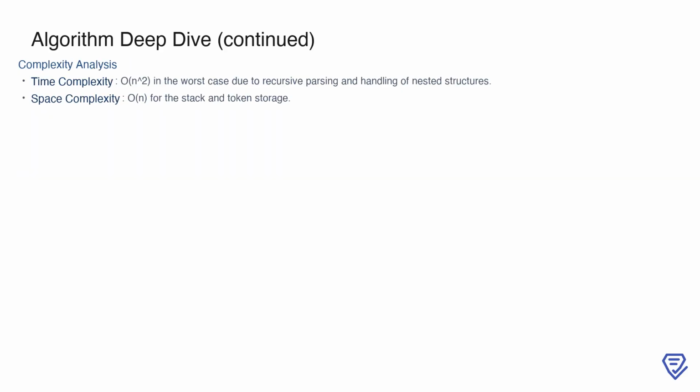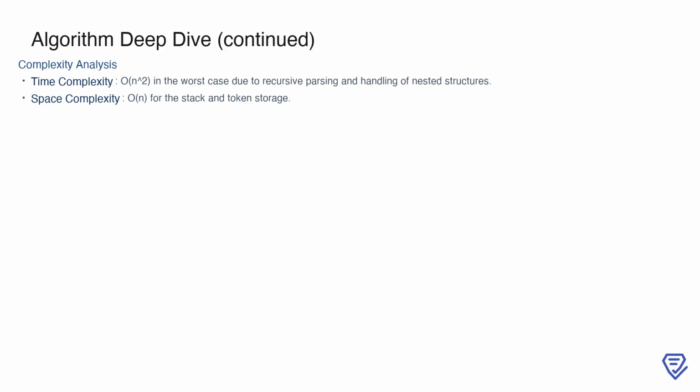When analyzing the complexity of our approach, we find that the time complexity is n squared in the worst case. This is primarily due to the recursive parsing and the handling of deeply nested structures, as each level of nesting adds additional processing overhead. On the other hand, the space complexity is n. This is because we use a stack to manage nested parentheses and operator precedence, as well as additional space for token storage. These complexities highlight the trade-offs of our recursive and stack-based approach, which, while effective, can become resource-intensive for highly nested or large expressions.